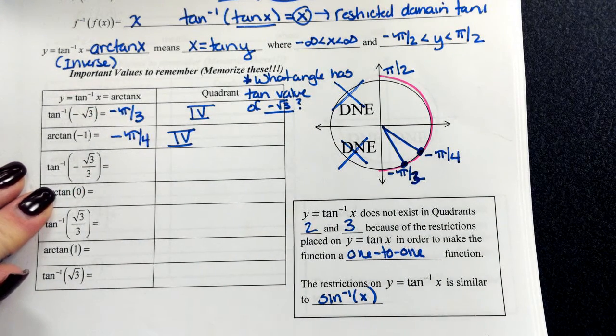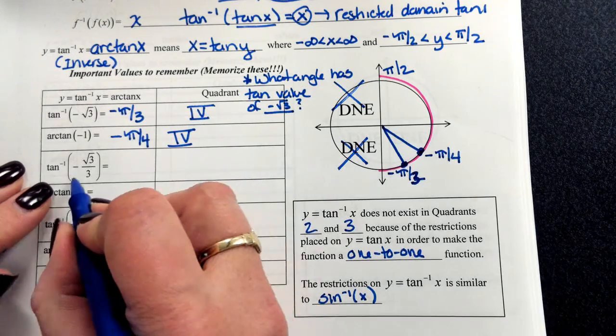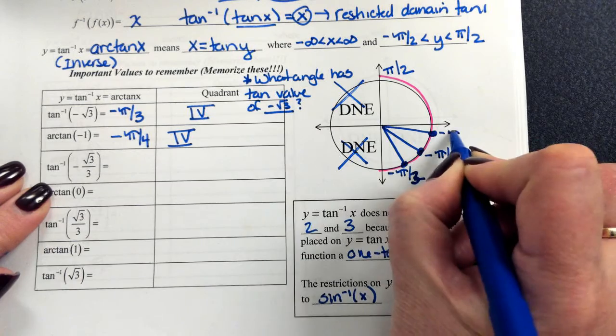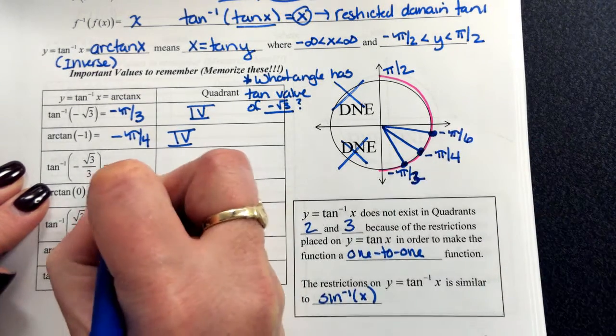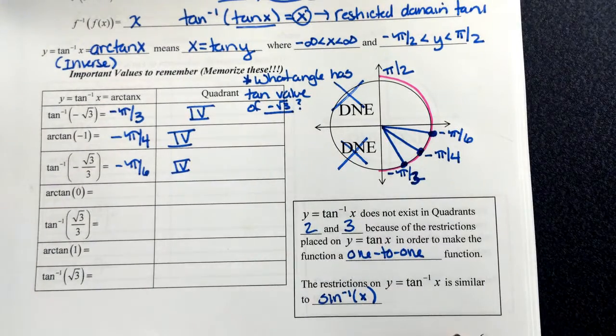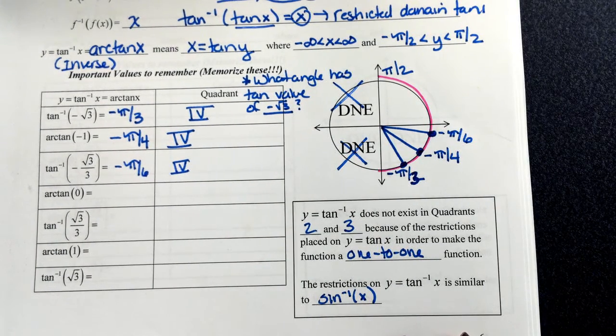Again, you cannot say 7 pi over 4. The tangent is not 1 to 1 at 7 pi over 4. Inverse tangent of negative square root of 3 over 3 is going to be at negative pi over 6. And again, you're down there in quadrant 4 because it's negative. So those are the only 3 angle answers you can give me for inverse tangent down there in quadrant 4.